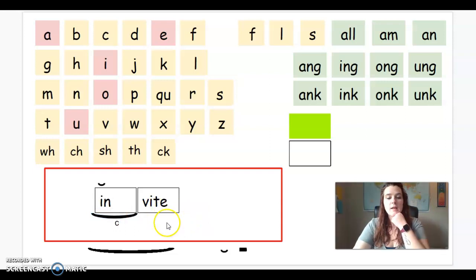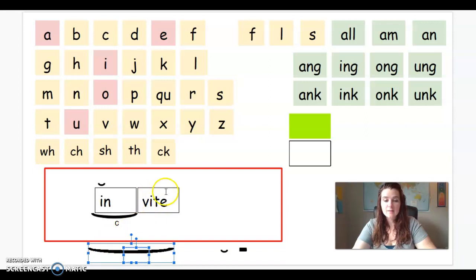Now, the second one, our second syllable, vite. Is this a closed syllable or is this a vowel consonant E syllable? It's a vowel consonant E. Yes, I have that long I, and then I have a consonant, and then I have that silent E. So let's move our scoop up here. Let's label it.